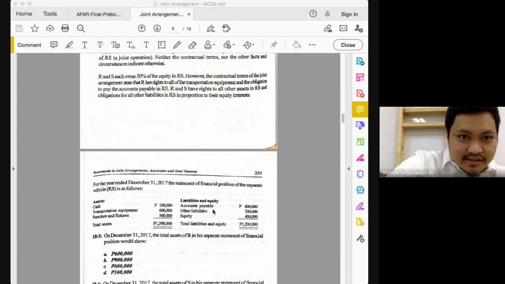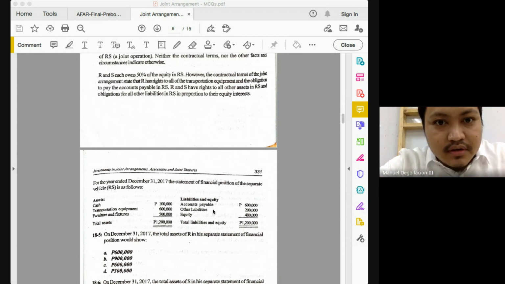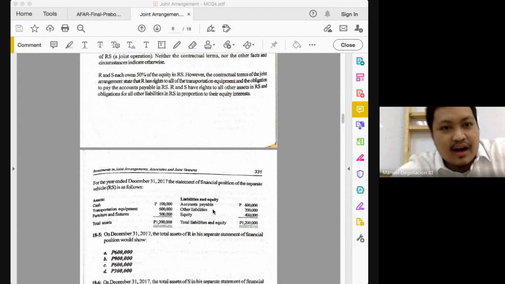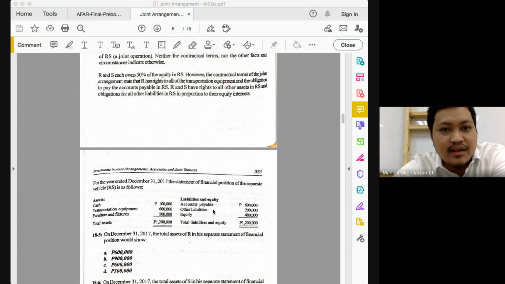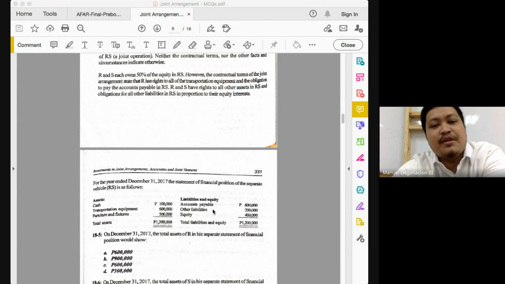R has rights to all of the transportation equipment. Okay, but it will also shoulder the entirety of the obligation to pay the accounts payable. What will happen to the other assets that were not specified? Other assets, they will share it at 50%.